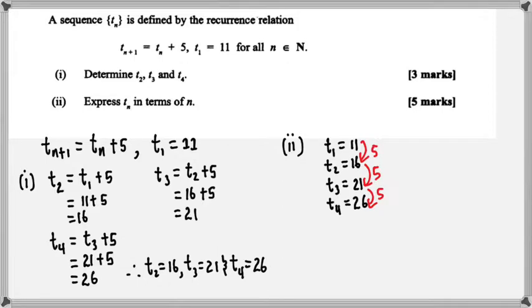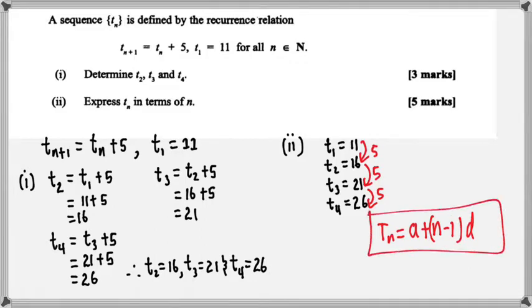If you could recall, this sequence is exhibiting features of an arithmetic progression where there is a common difference of 5. Your first term would be 11. The nth term of an arithmetic progression is given by Tn is equal to a plus n minus 1 times d. So I am thinking we could apply this formula here to get our expression in terms of n.